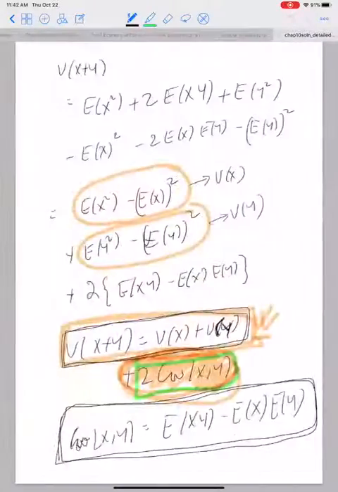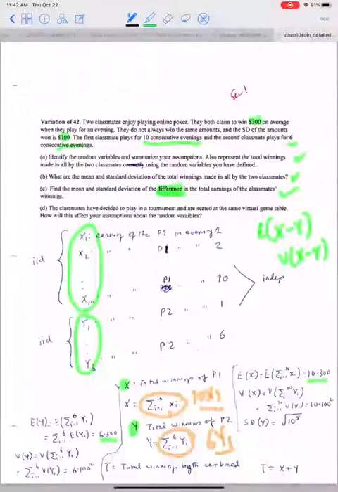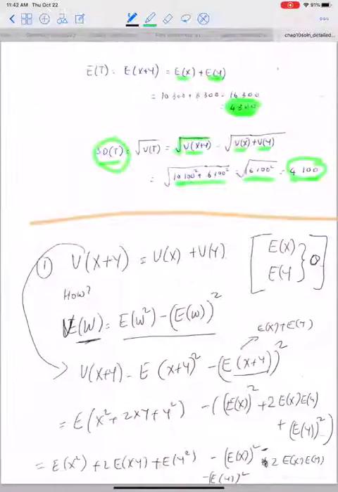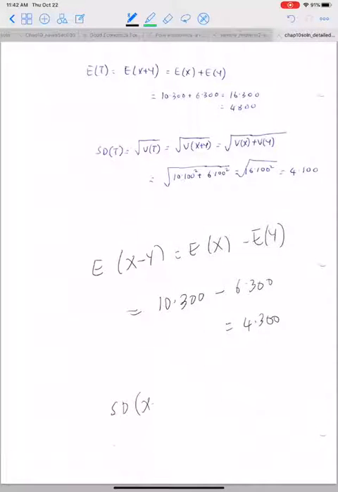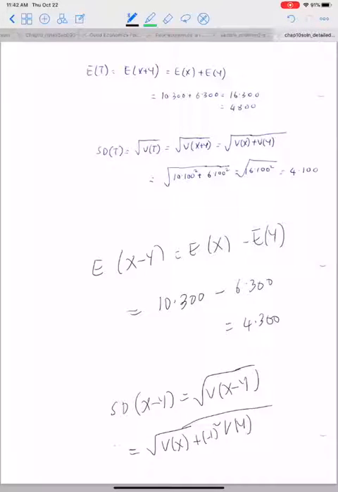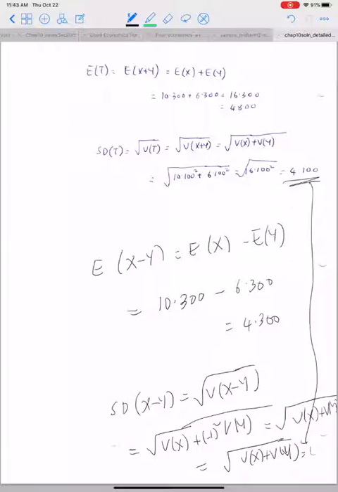And what was the other question? Find the mean and standard deviation. Okay, standard deviation of the difference. So the standard deviation of X minus Y is the square root of the variance of X minus Y, which is equal to the square root of the variance of X plus negative 1 squared times the variance of Y, which is the square root of the variance of X plus the variance of Y, which is equal to what we had done earlier, which is 400.